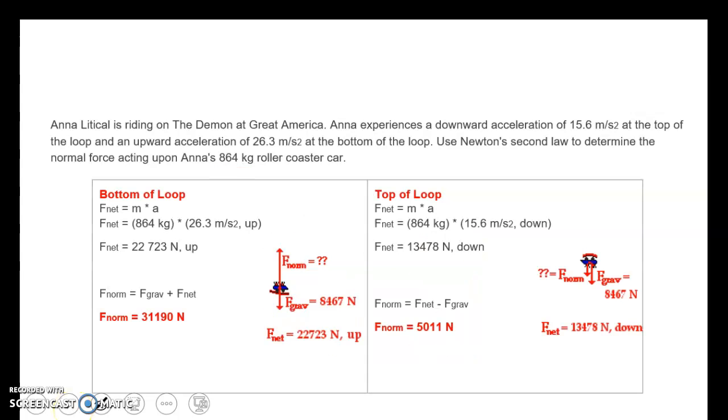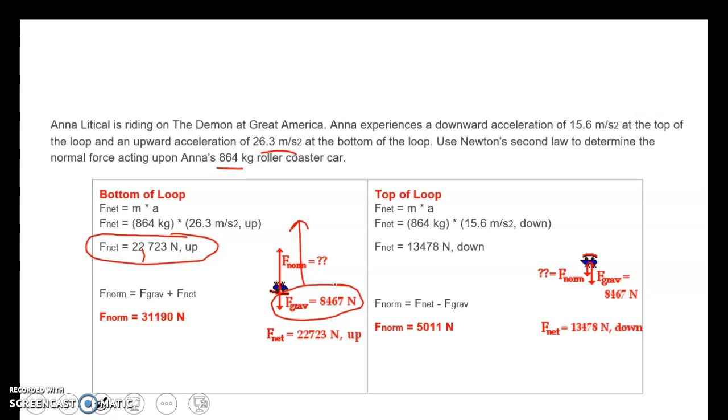So at the bottom of the loop, net force is mass times acceleration. I know mass and acceleration, so I know my net force is going to be 22,723 newtons going up. That's just 864 times the 26.3, the givens, right? That number tells me that that's the net force going upward. Now, I can find the force of gravity by taking mass 864 times g, 9.8, and I get 8,467 newtons.